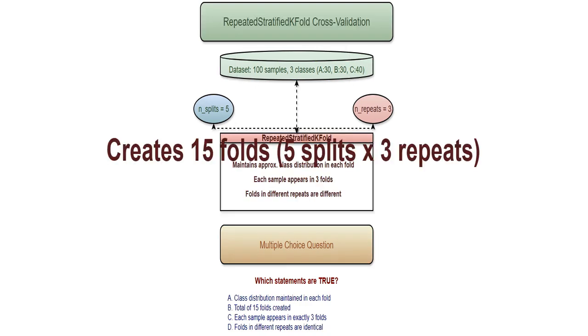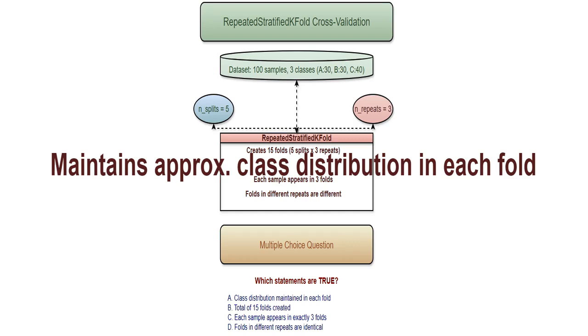5 folds per repetition, multiplied by 3 repetitions equals 15 folds in total. It's a simple multiplication. 5 folds per repetition * 3 repetitions equals 15 folds. In each of the 15 folds, I will see a roughly equal proportion of the 3 classes, A, B, and C, mimicking the original data's class distribution.